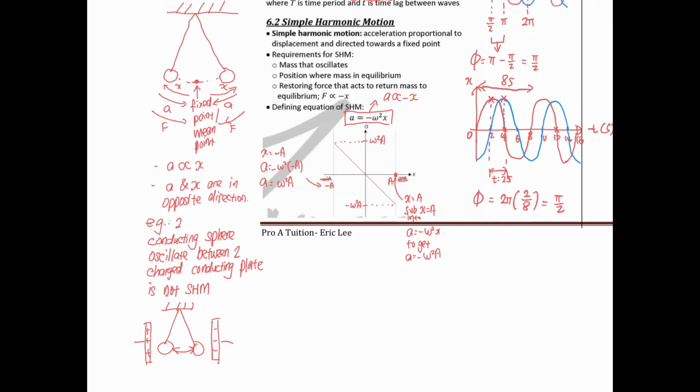From here, what we can see is that when the displacement is maximum, then the acceleration is also maximum, but in the opposite direction. This means when the pendulum bob reaches here, the acceleration is maximum but in the opposite direction, meaning that the force to pull it back is the greatest.